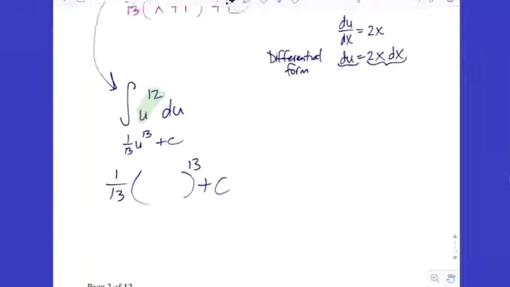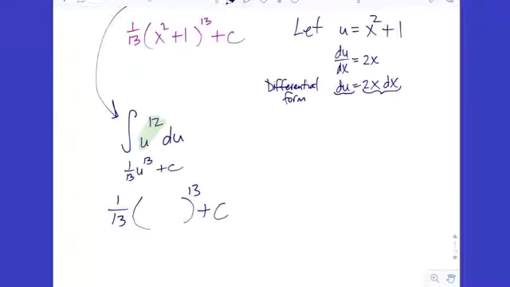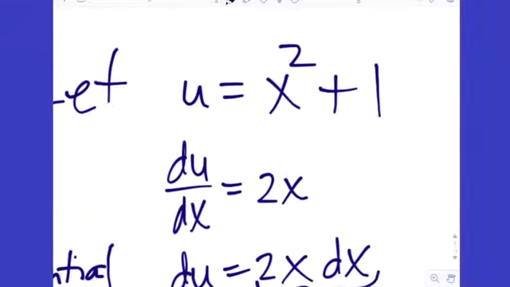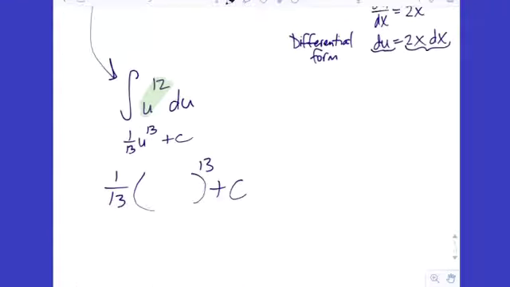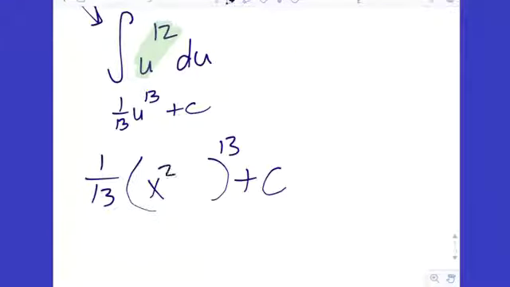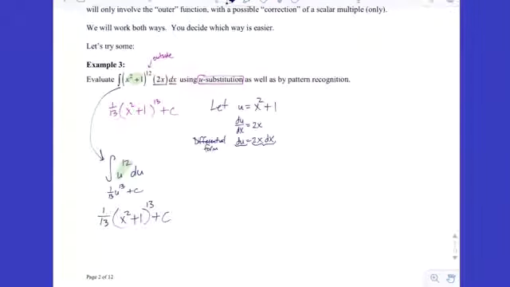And now one of my favorite questions. What is u? U is x squared plus 1. Oh, thanks. That's a nice compliment. No one's ever called me x squared plus 1 before. And if you compare that to what we got by pattern recognition, it's the exact same, right?